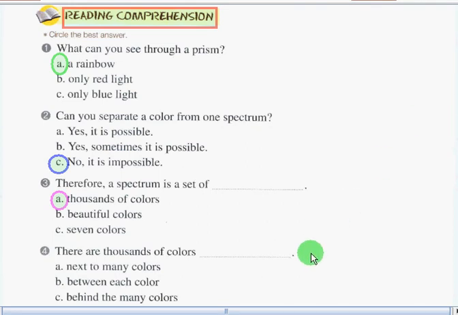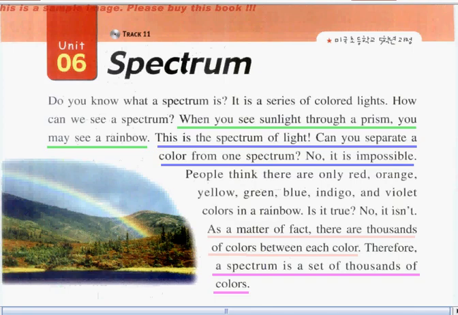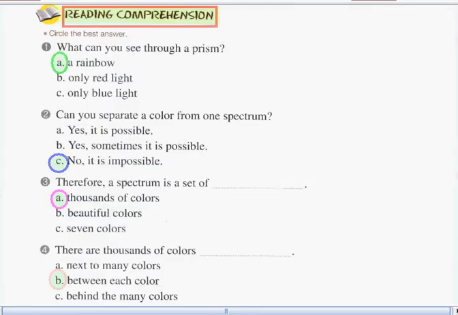There are thousands of colors blank. So what is the answer? It's letter B. Between each color. In here, as a matter of fact, there are thousands of colors between each color. So, we finished the first activity.